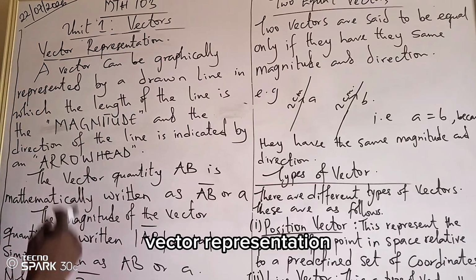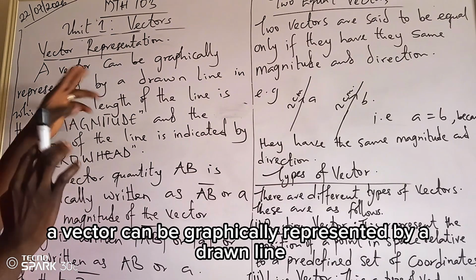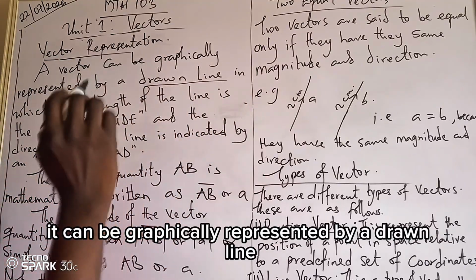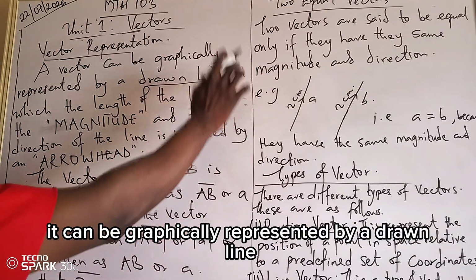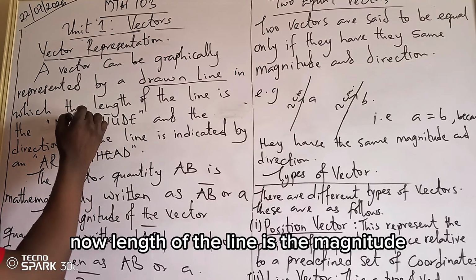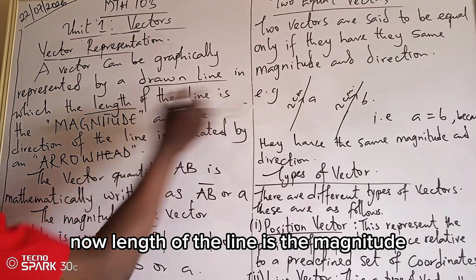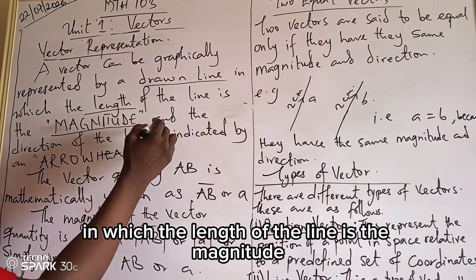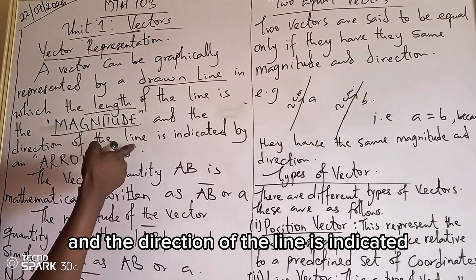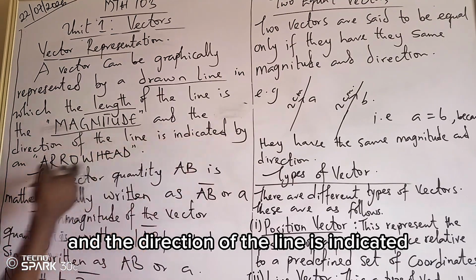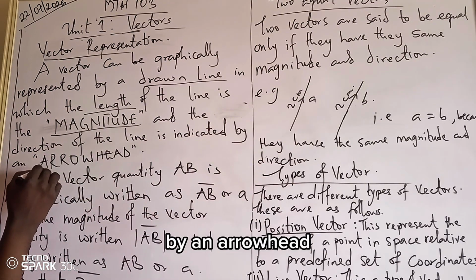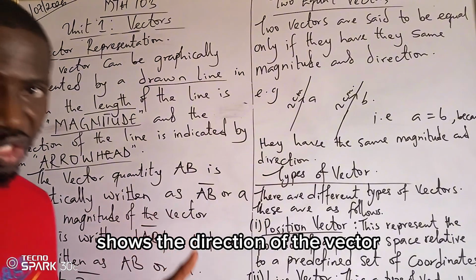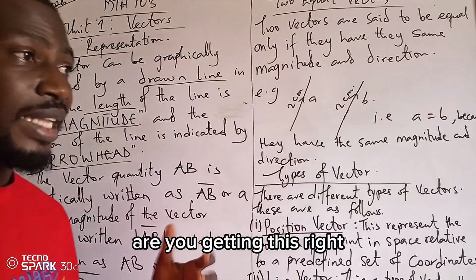Vector representation. A vector can be graphically represented by a drawn line in which the length of the line is the magnitude and the direction of the line is indicated by an arrow edge. That is, the direction of the line shows the direction of the vector. Are you getting it right?